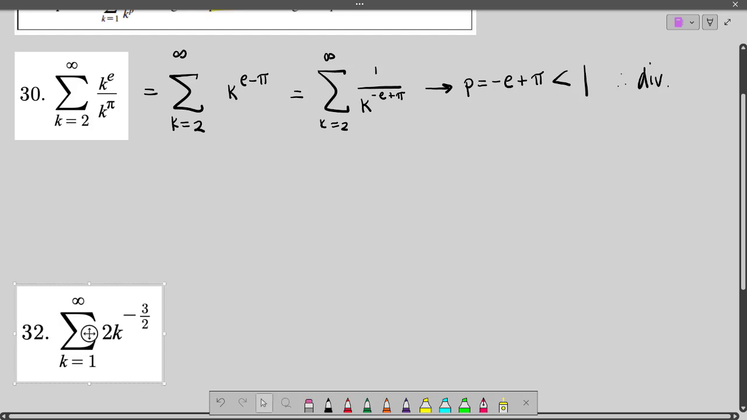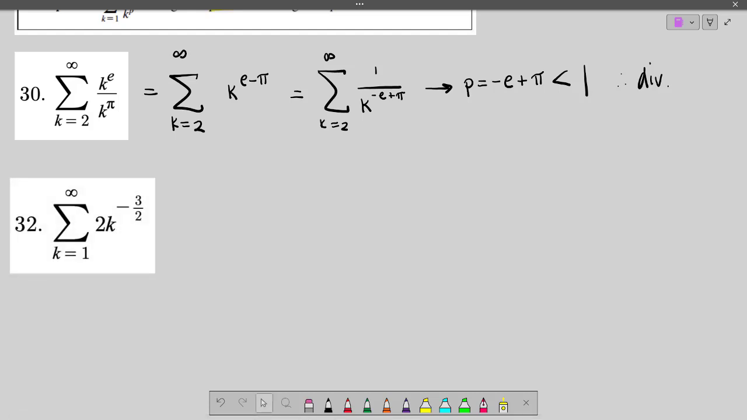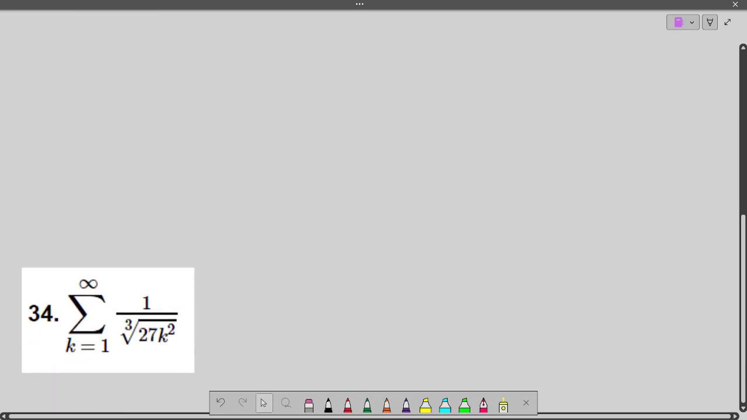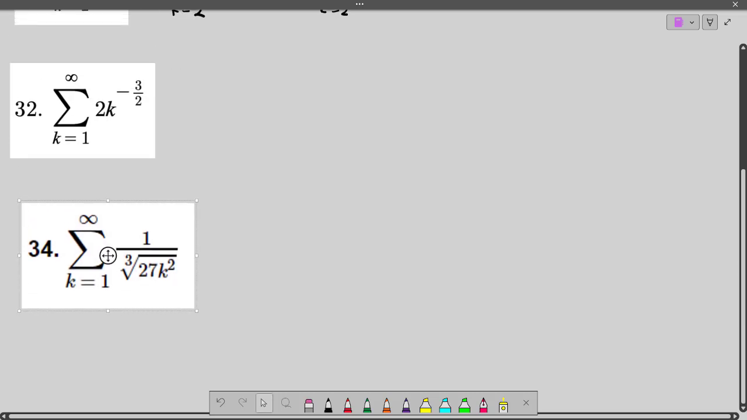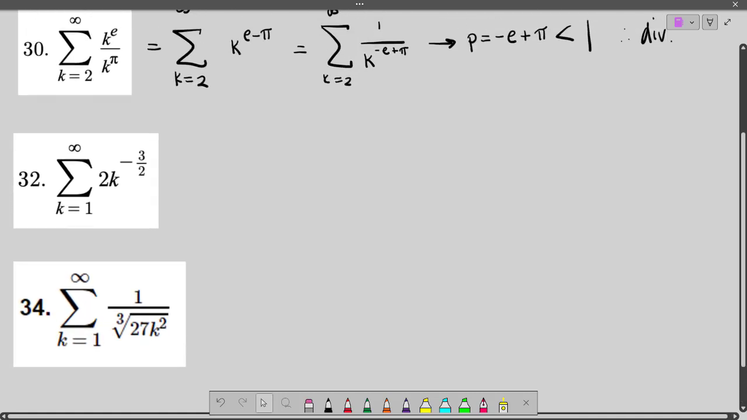Okay, so let's try this one. Lots of these ones were trying to trick us and make it not so obvious. So let's take a look at 32. What do we think?